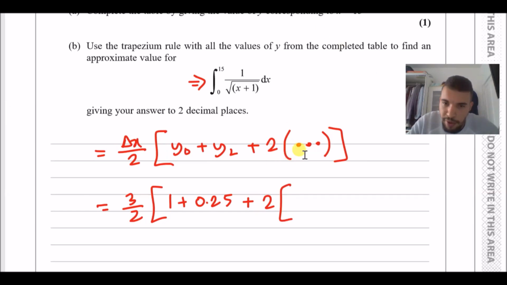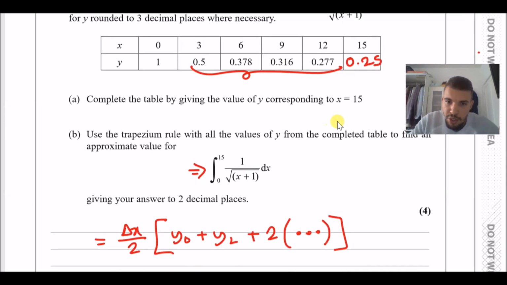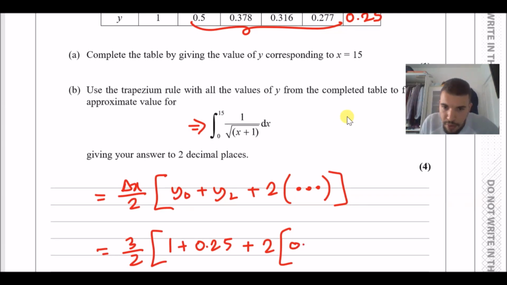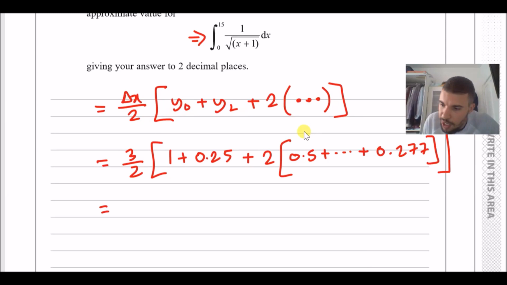Now for the rest of the y values in between, we're talking about these lot, yeah? So literally put all of these lot in the calculator. So you can just sum them up right now. So it's going to be 0.5 plus dot dot dot plus all the way up to 0.277. Close the bracket and then close the other bracket. And then simply just run it through your calculator. And when you do so, and I've done it before, you should get an answer which says exactly 6.288. Now we're gonna be careful here.